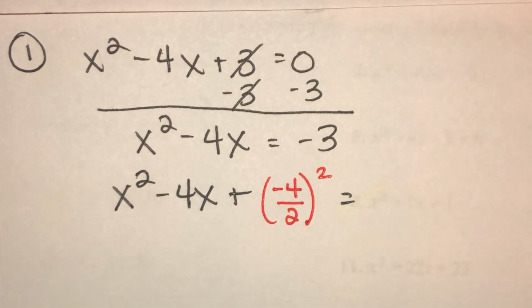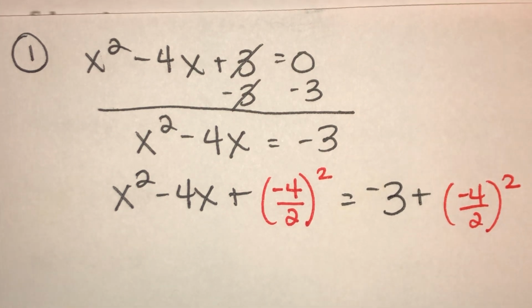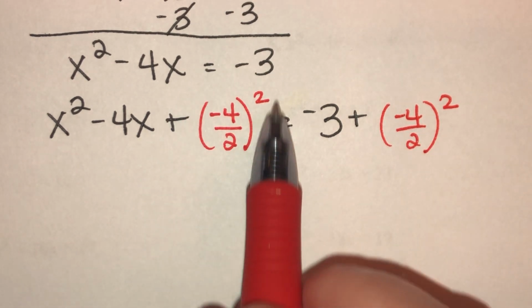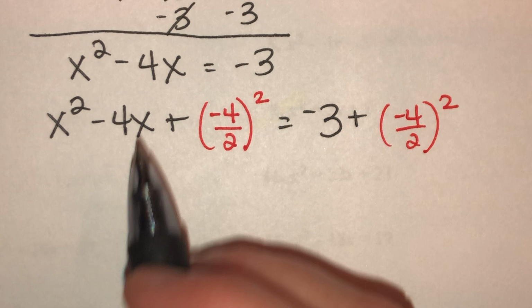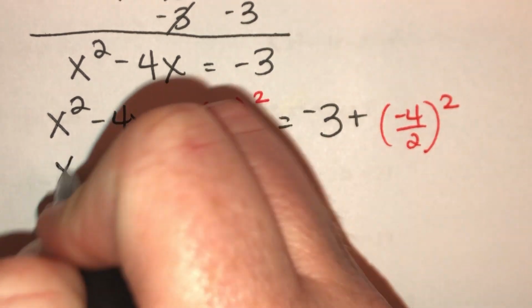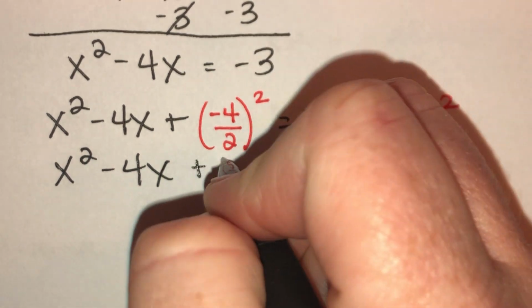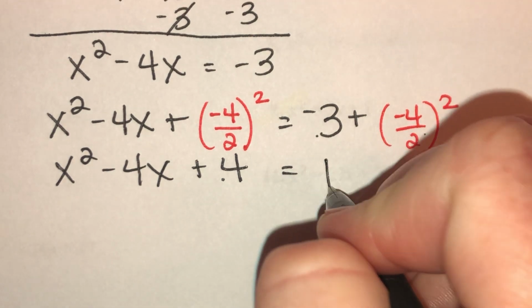And then whatever I do on one side of my equation, I have to do the same thing on the other side. So I'm going to add negative 4 divided by 2 squared. Right? So this is where I'm at with completing the square. I just added in a completely new term, but because I added it on both sides, it still balances the scale. Both sides are still equal. So now I can simplify and factor, right? So this is actually x squared minus 4x. This is negative 2 squared is 4. And since that's 4, negative 3 plus 4 is 1.